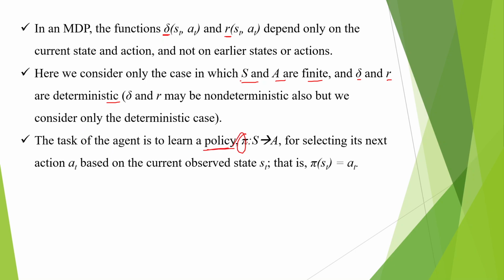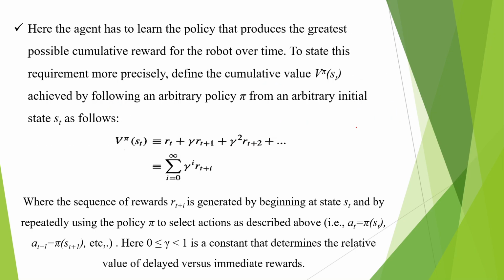Okay, we have to learn the control policy pi, and we can say that pi of s tends to a, or applying pi on s will result in a. We can define the control policy in either of these two ways. Here you can see, the agent has to learn the policy that produces the greatest possible cumulative reward. So there should be a control policy which always produces the greatest possible cumulative reward.